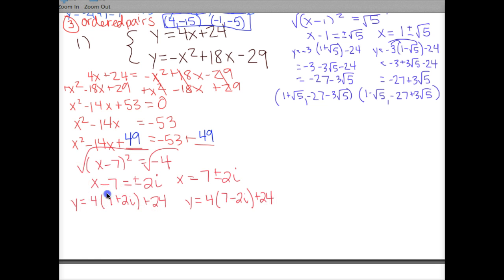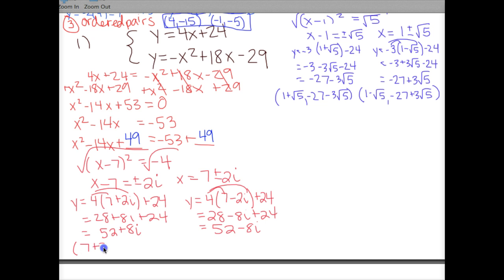So now I need to distribute. So I get 28 plus 8i plus 24. And then when I add those together, I get 52 plus 8i. Over here, same thing, except I've got a minus sign, so 28 minus 8i plus 24, which gives me 52 minus 8i. So, ordered pairs, 7 plus 2i was my x, 52 plus 8i was my y. Over here, 7 minus 2i was my x, and 52 minus 8i was my y. So these would be my answers here to number 1.